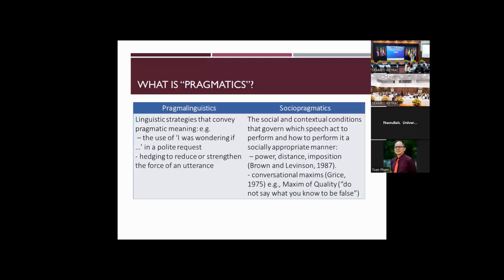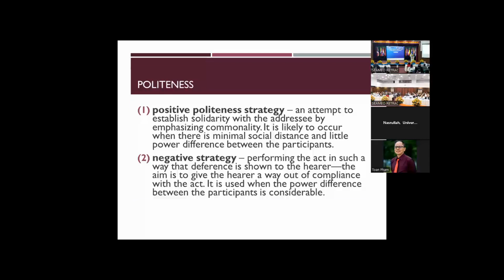For example, if you're asking your father to borrow a lot of money, that would be very important, a big imposition. If you're asking your father for a very small loan until the end of the month, that would not be such a big imposition. So it's all connected really with the idea of politeness.